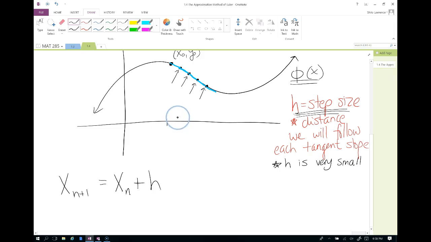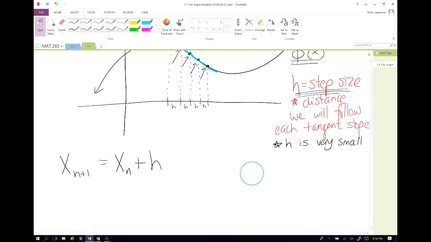So from here to here to here, these are all evenly spaced. They're all h distance apart from each other. But the same might not be true for the y, because with the y, we're having to follow the function. But the x's are really easy. Every single time your x value is just increasing by h.